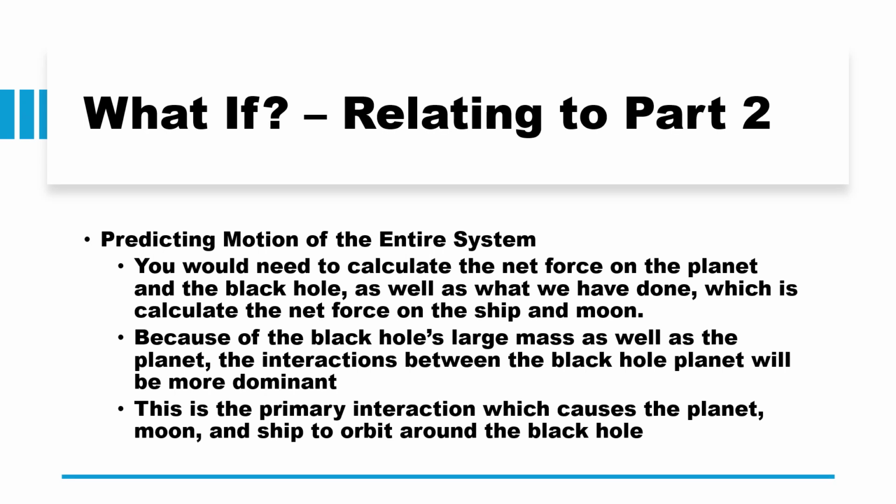What if relating to Part 2? In predicting the motion of the entire system, you would need to calculate the net force on the planet and the black hole, as well as what we have done, which is calculate the net force on the ship and moon. Because of the black hole's large mass, as well as the planet, the interactions between the black hole and planet will be more dominant. This is the primary interaction which causes the planet, moon, and ship to orbit around the black hole.